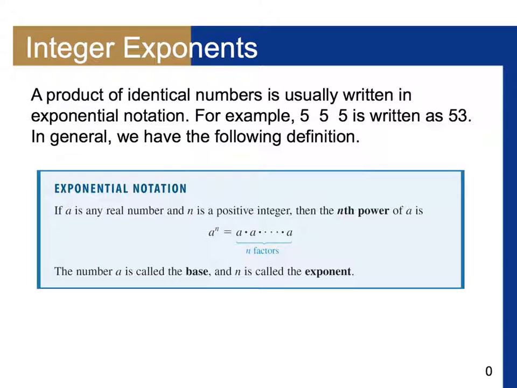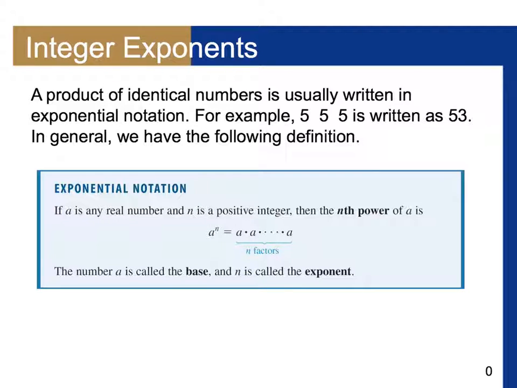Okay, this is Math 105, section 1.2. We're going to talk about exponents first. Integer exponents: when we talk about integers, we mean numbers without decimals, positive, negative, or zero. So when we take any real number to the nth power, that means we're multiplying that number n times.